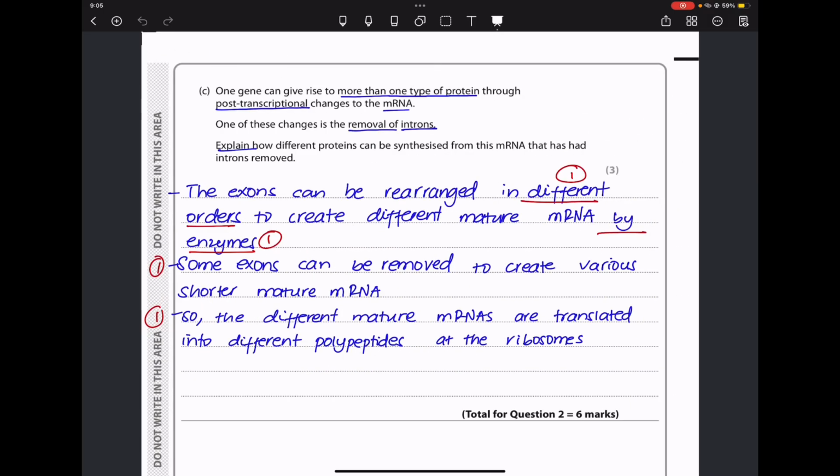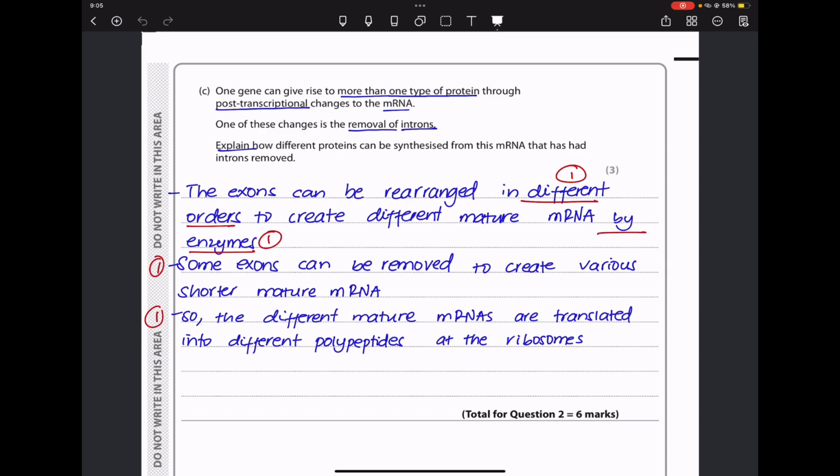In part C, one gene can give rise to more than one type of protein through post-transcriptional changes to the messenger RNA. One of these changes is removal of introns. Explain how different proteins can be synthesized from this messenger RNA that has had introns removed.